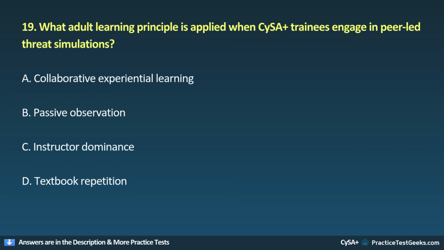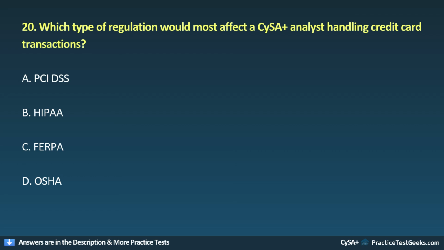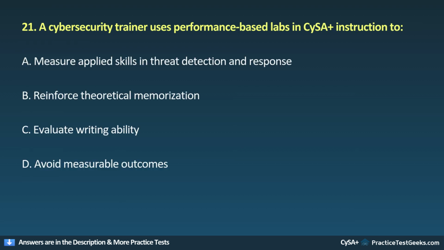A. Collaborative experiential learning. B. Passive observation. C. Instructor dominance. D. Textbook repetition. 20. Which type of regulation would most affect a CySA Plus analyst handling credit card transactions? A. PCI DSS. B. HIPAA. C. FERPA. D. OSHA.